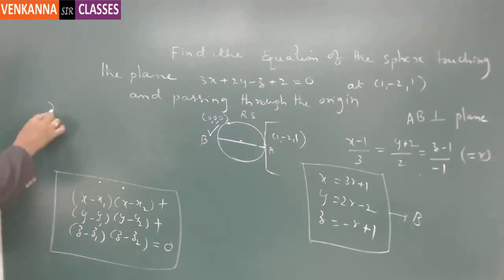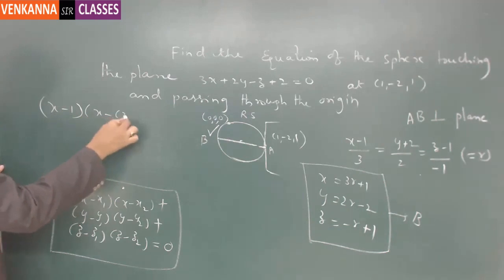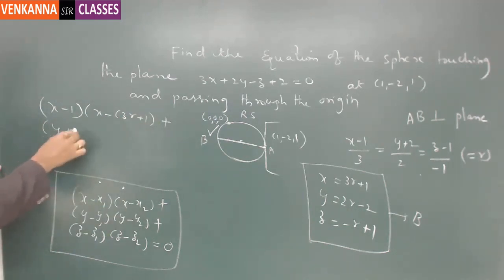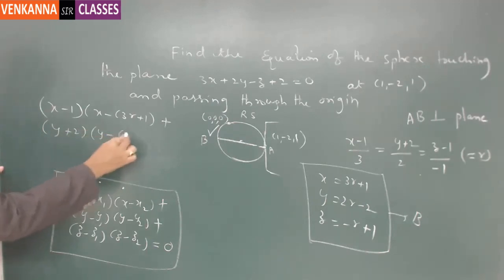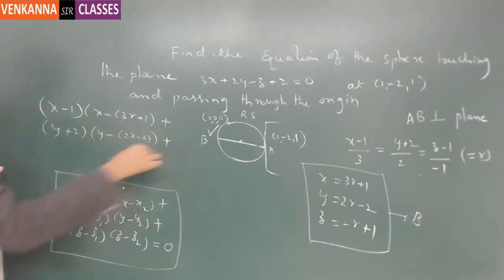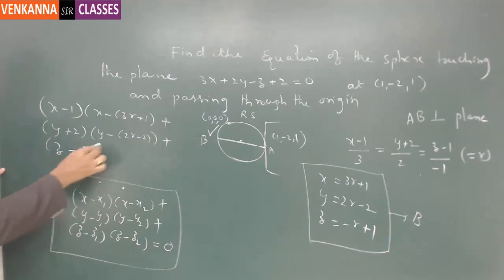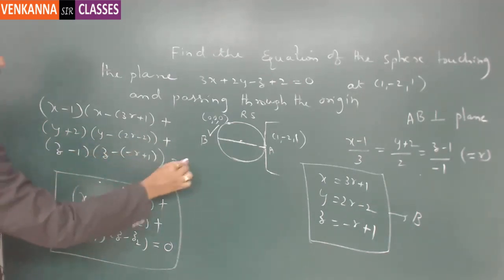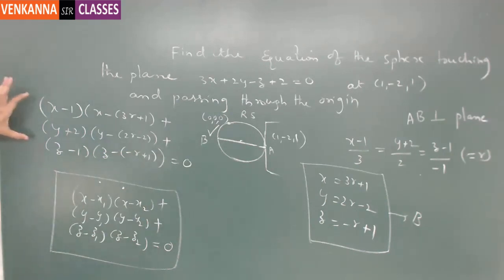So applying the formula, (x minus 1) into (x minus (3r plus 1)) plus (y plus 2) into (y minus (2r minus 2)) plus (z minus 1) into (z minus (minus r plus 1)) equal to 0. This is our required sphere equation. You accepted all?